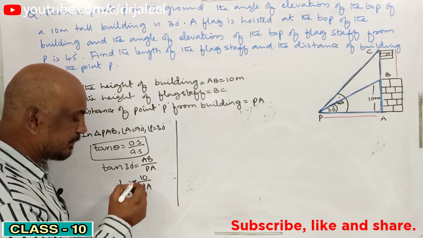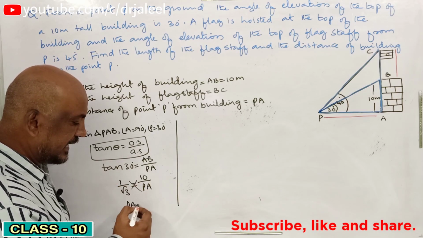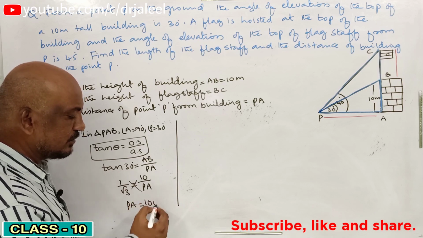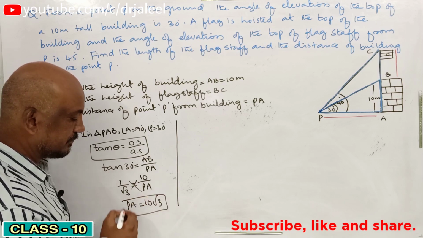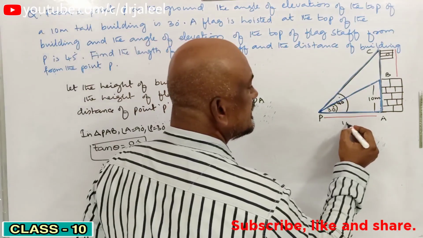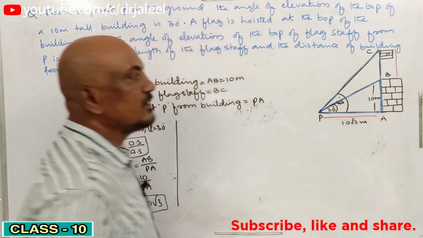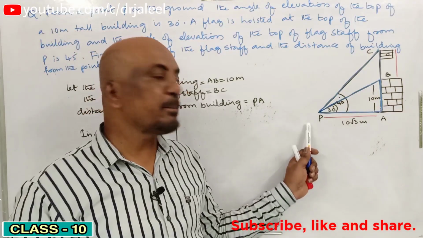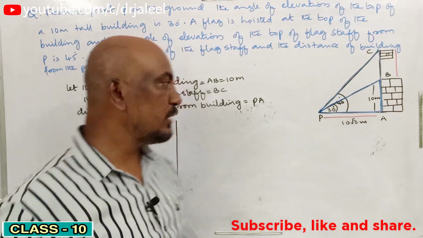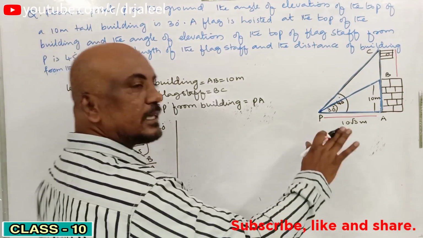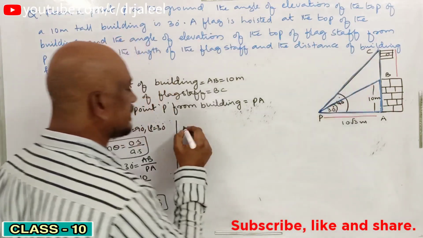So when you cross multiply, what do you get? PA into 1 is PA, which is equal to 10 root 3. So you got one answer. How much is it? 10 root 3 meters. What is this? This is the distance between P and the building. One answer has already come. Okay, let us conclude it later. Let us get into the other triangle.